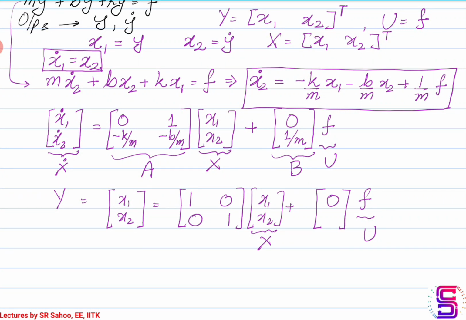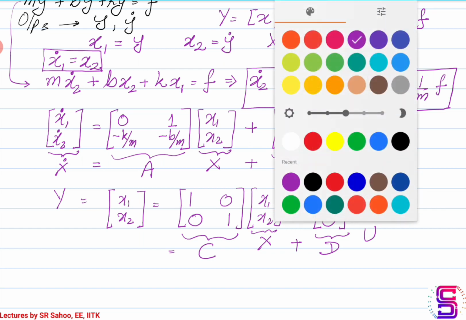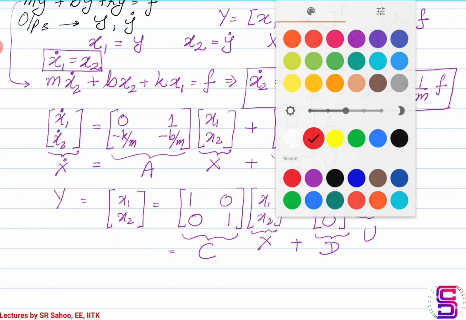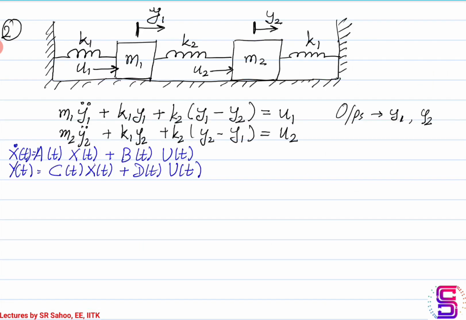And the force component is 0, secondly it is this, and again the force component is 0. So what you have is this is C and this is B. So express this in terms of x dot equal to Ax plus Bu and y equal to Cx plus Du. So this is the state space representation for the spring mass damper system. This is what we have as the state space representation for the spring mass damper system.